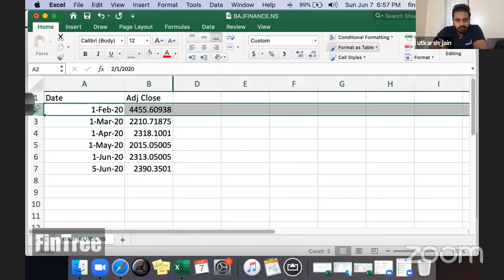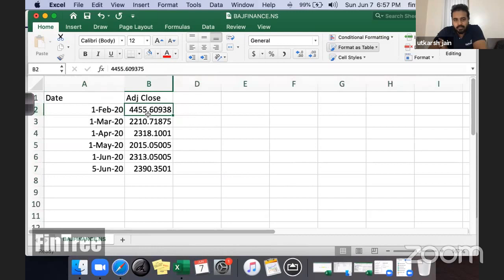And the first, so we had a price of 4,455 in February, and look at the massive, massive reduction in the price. From 4,400 it fell down to 2,200, right? And then in April 2,300, in May it fell down further to 2,000. June it recovered to 2,300, and then it is at 2,390 as of 5th of June.